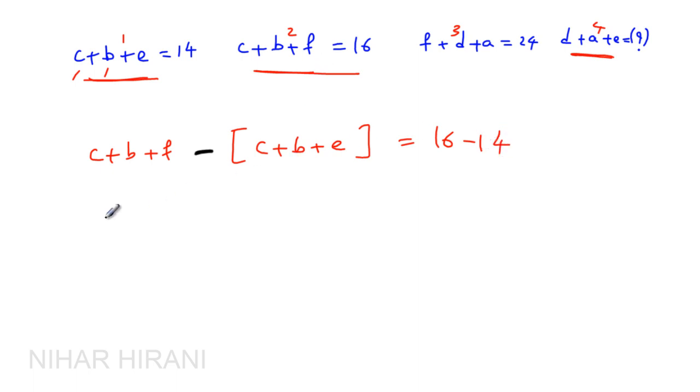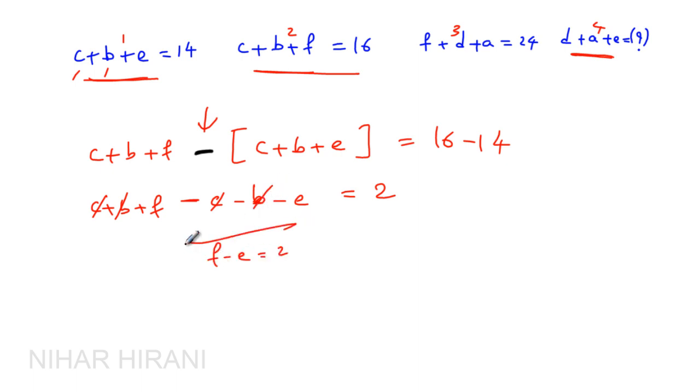Now if you go ahead, C plus B plus F. If you have a minus outside the parenthesis, it will change the sign of all the letters inside the parenthesis. So minus C minus B minus E is equal to 16 minus 14, which is 2. Now you can see C cancelled, B cancelled. So I can say F minus E is equal to 2.